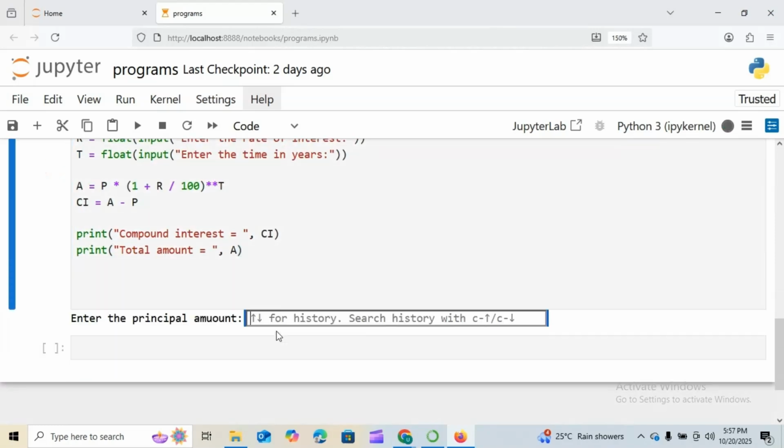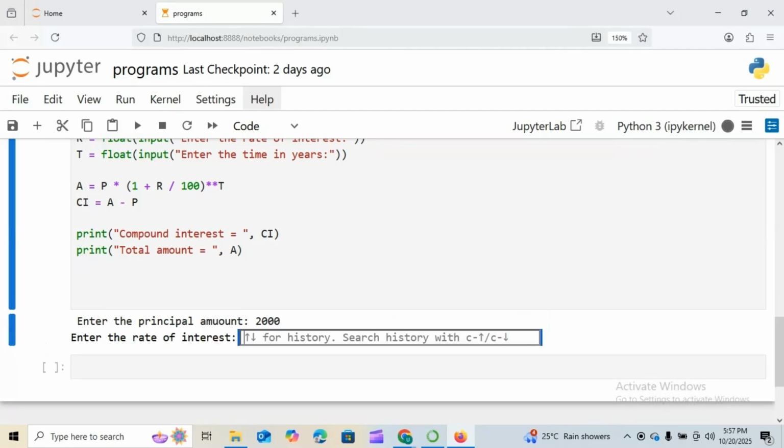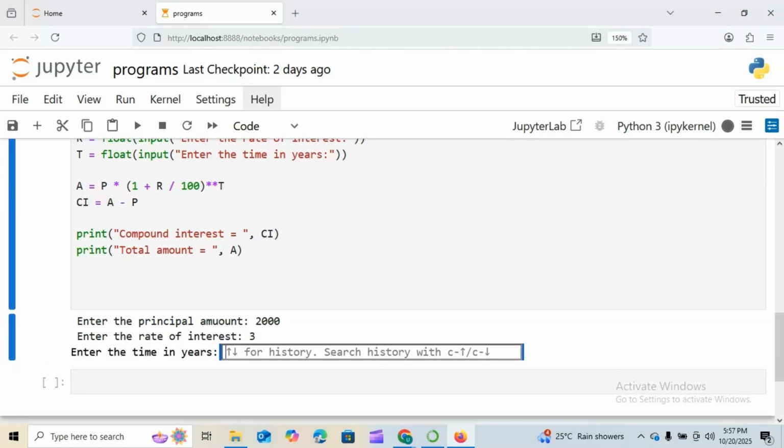Done. Now let us run here. So here we are taking 3 inputs. That is the principal amount. I can give it 2000 here. And here enter the rate of interest. That is 3% I'm giving. And the time in years, it's 2 years.